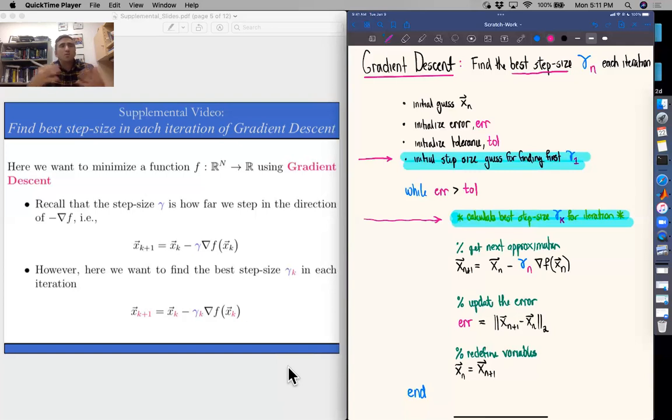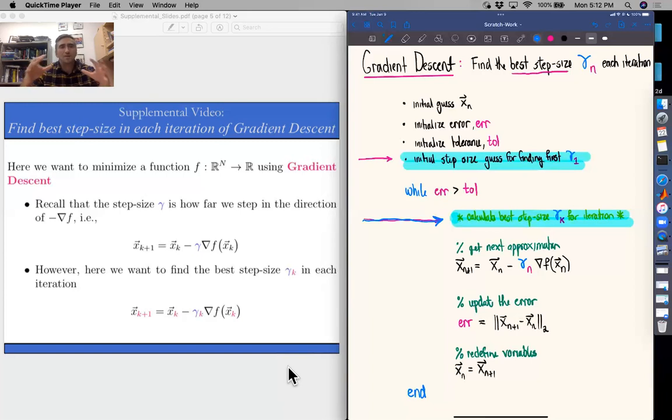Just to bring us back together, remember we are doing a minimization problem, which is why we're doing gradient descent. But on top of that, we're now asking another problem: how can we minimize the number of iterations that we need to do for gradient descent? So we're doing a minimization problem of a minimization problem, kind of. We're going to tackle this question right now of how we can find the next best step size.